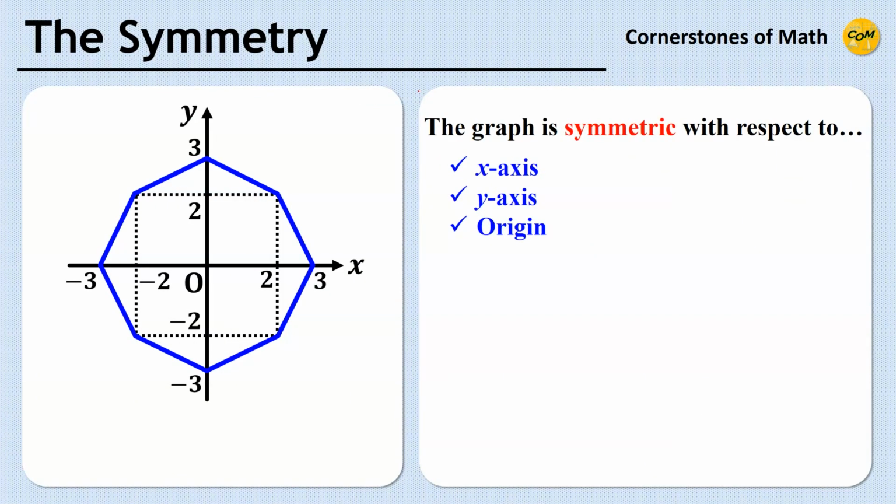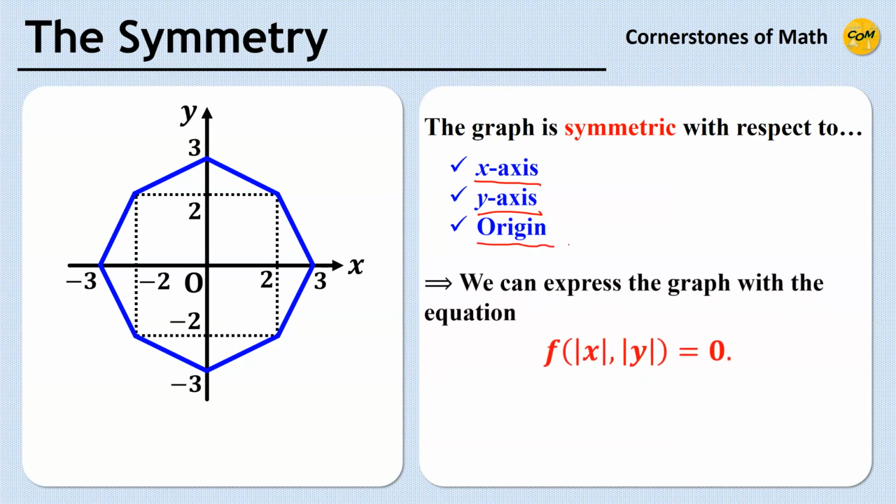First, we have to think about the symmetry. Notice that the graph is symmetric with respect to both the x and y axis, and therefore also symmetric with respect to the origin. This tells us an important aspect of the equation of the graph.